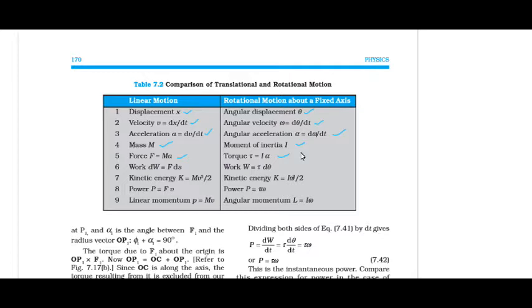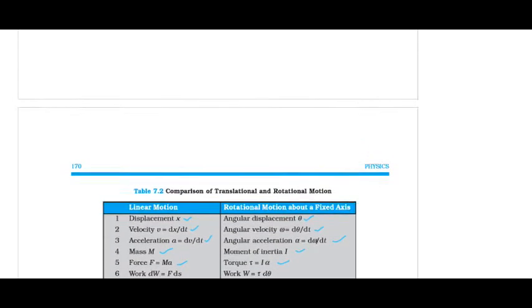Kinetic energy K is equal to half mv square in linear motion. In rotational motion about a fixed axis, kinetic energy K is equal to I omega square by 2. In linear motion, power P is equal to Fv. In angular motion, power P is equal to tau omega. In linear momentum, p is equal to mv. In angular momentum, L is equal to I omega. So this is all about table 7.2. Now let us go back and check.